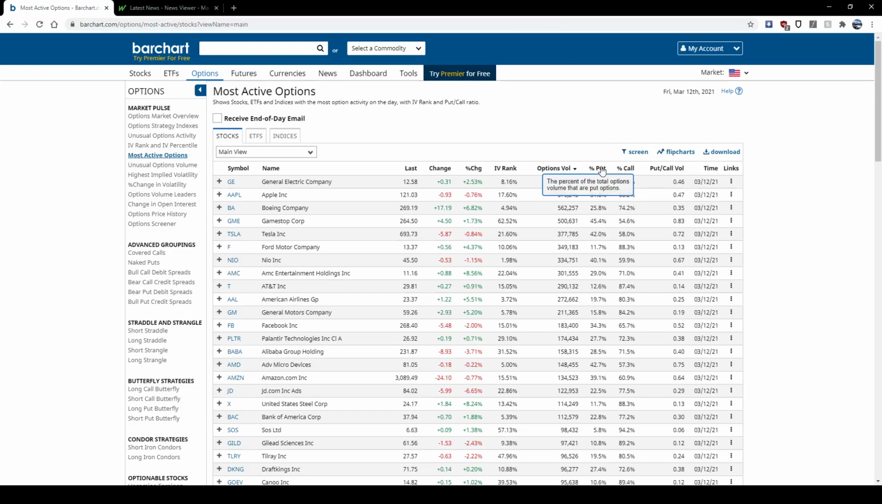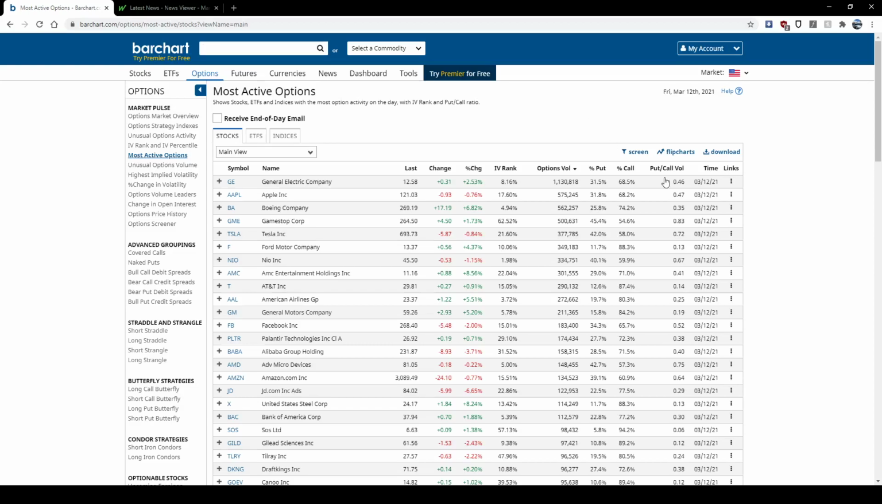And notice right here, it'll show you the put and call ratio. So you can see that the majority of General Electric positions were in calls. Notice Apple was majority calls, Boeing was majority calls, and GME was about half and half. So this is something that you would do just to gauge market interest and how people are looking at the market for the day.